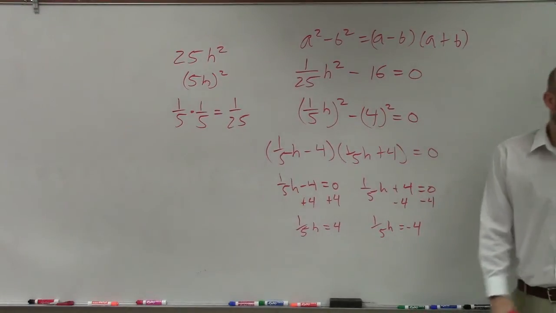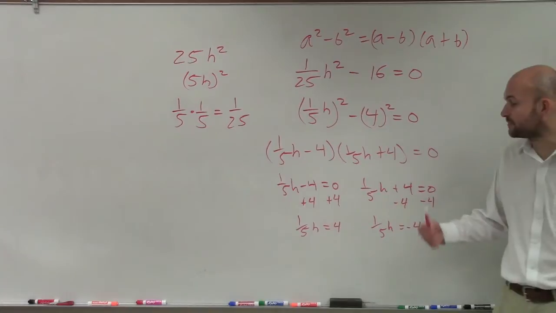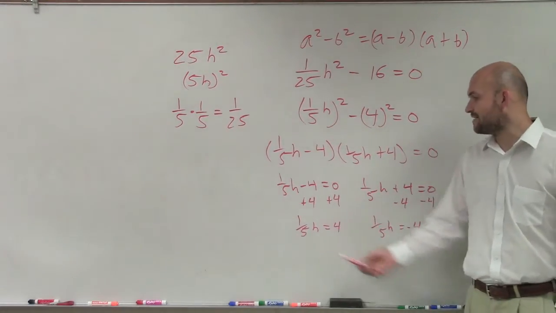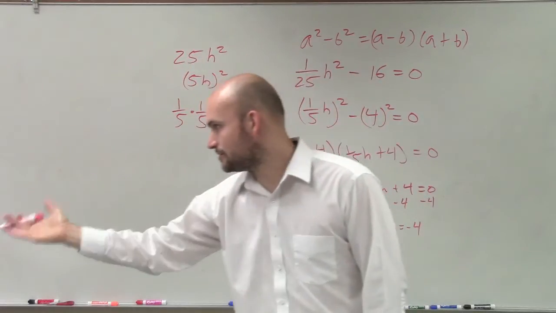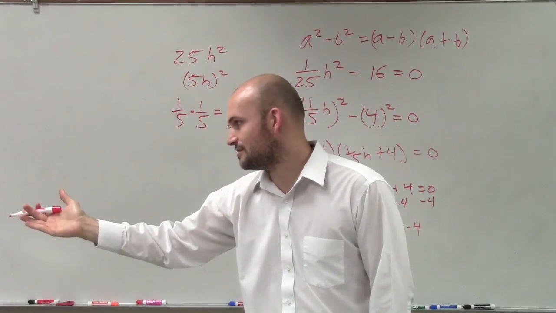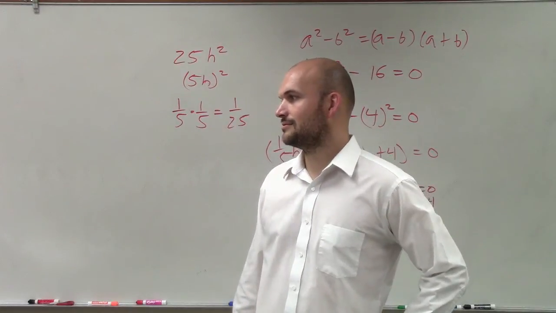Now, there's two different ways you guys can solve for this. Well, actually, two different ways to look at it, but really the same way. So if I have 1/5 h equals 4, do you know what you do for this? How do you solve for h? We can multiply each side by 5.